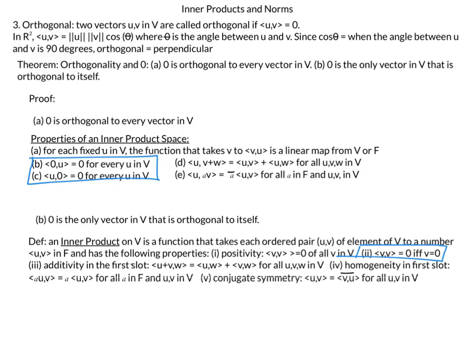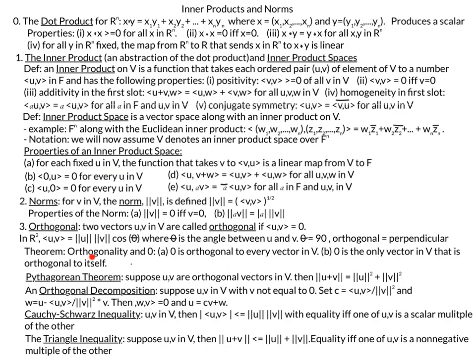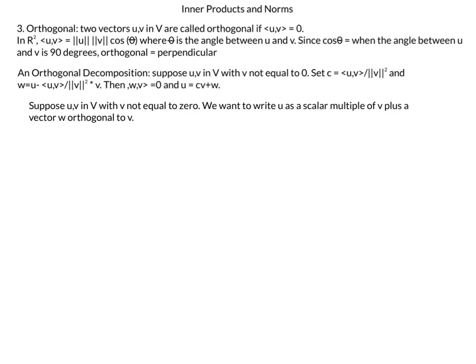The last part of our video will concern the Pythagorean theorem, orthogonal decomposition, the Cauchy-Schwarz inequality, and the triangle inequality. Many of these are proofs. We are going to start with orthogonal decomposition, and the idea here is if we have two vectors, u and v, in our vector space V, with v not equal to 0, we want to write u as a scalar multiple of v plus a vector w that is orthogonal to v.